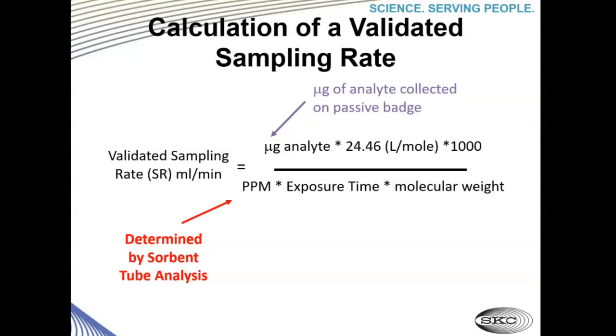ppm is going to be determined by the sorbent tube. Exposure time is going to range between 15 minutes to 8 hours. And the 24.46 above is the volume to mole constant for a gas at a given temperature and pressure.